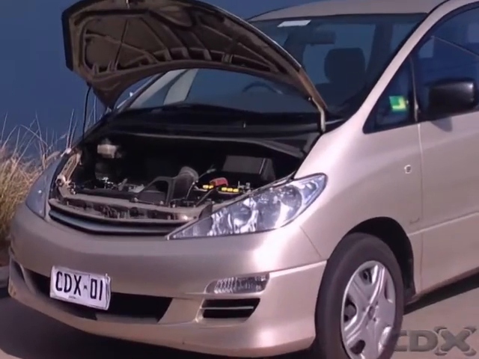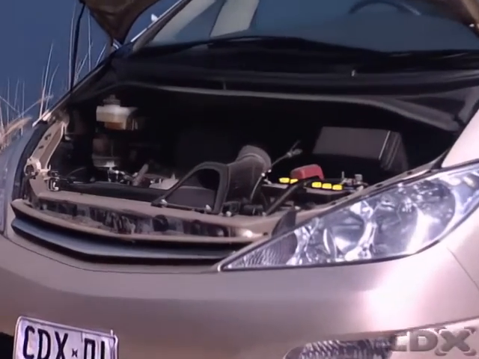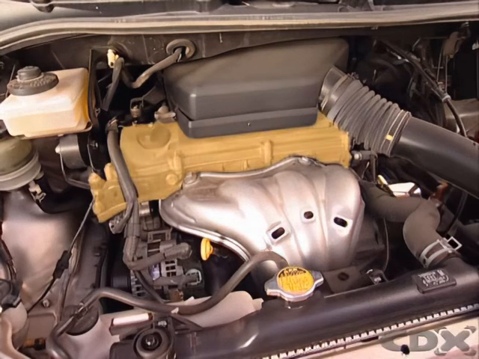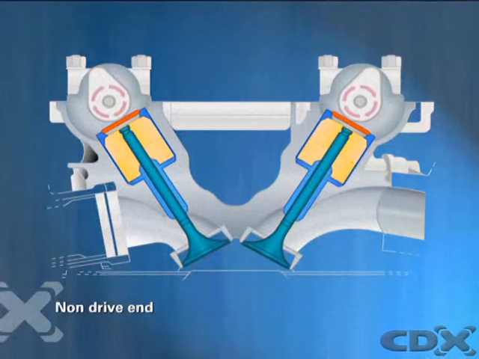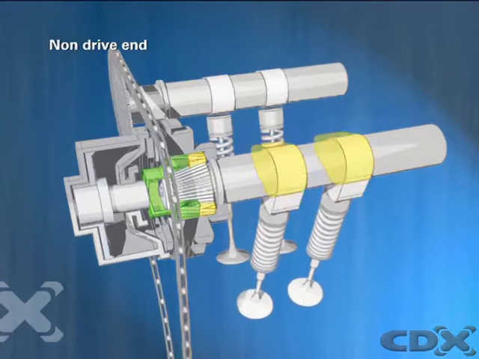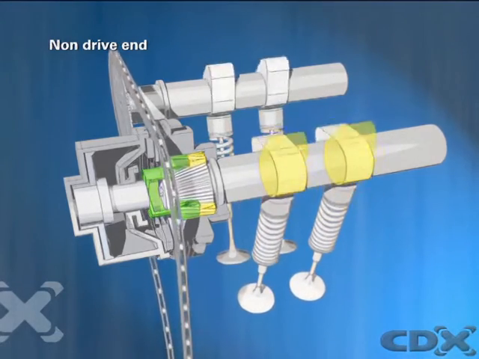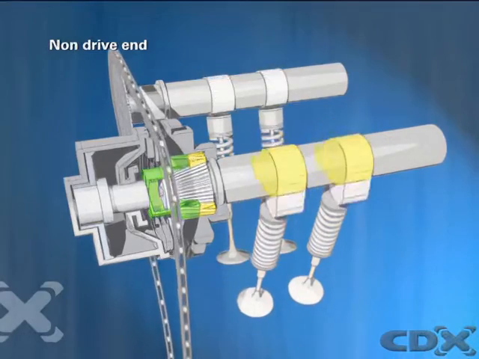However, double overhead camshaft engines can receive greater benefit from phasing change VVT, as the intake and exhaust camshaft can be controlled separately. Some manufacturers choose to alter phasing on both intake and exhaust camshafts. But it's also common that only the inlet camshaft is phase controlled, with the exhaust camshaft fixed.